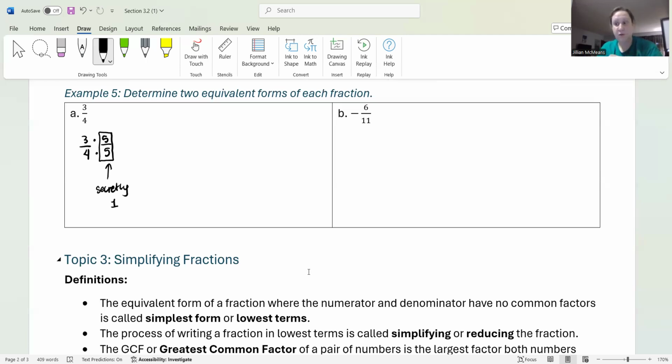But when you're dealing with fractions, if you have what some people will call a well-chosen 1, you've changed the appearance of the fraction, but you have not changed the value of the fraction.